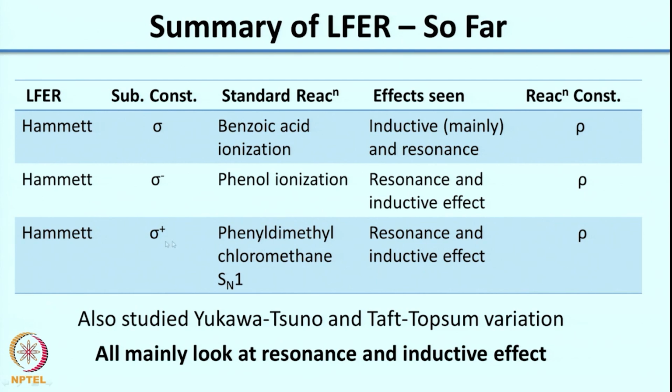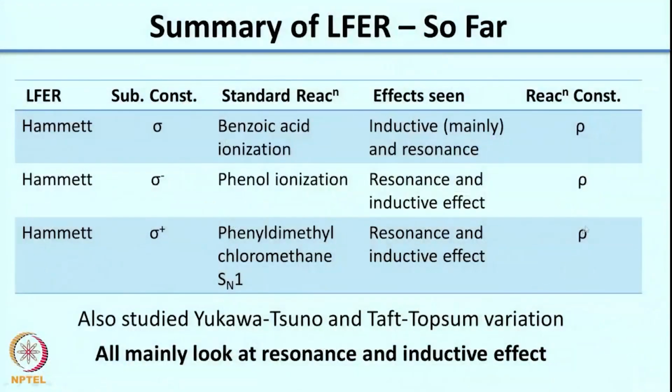And the third one that we saw is the sigma plus scale. In this case, the standard reaction is dissociation of phenyl dimethyl chloromethane, similar to what you see in an SN1 reaction. Here again predominantly the effect is resonance, because you have the positive charge in conjugation with the aromatic ring. And here again the reaction constant is rho. We also looked at variations of the Hammett equation in terms of the Yukawa-Tsuno equation and the Taft-Topsom equation. All of these mainly look at resonance and inductive effects.